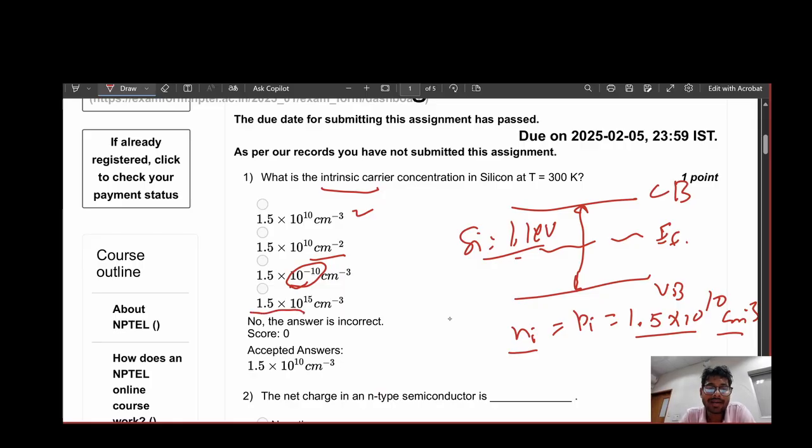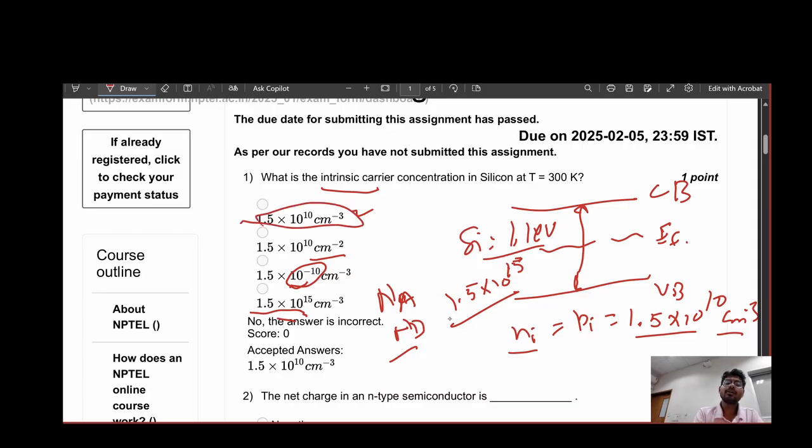This is the concentration when we dope the semiconductor with Na acceptor or Nd, so that can be 10 raised to power 15 per centimeter cube. You need to remember that, or you need to solve different equations.